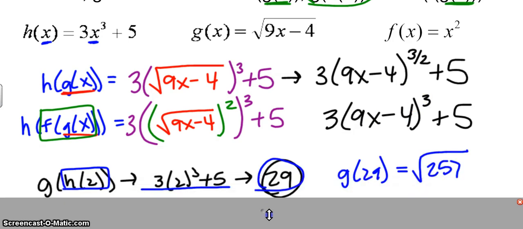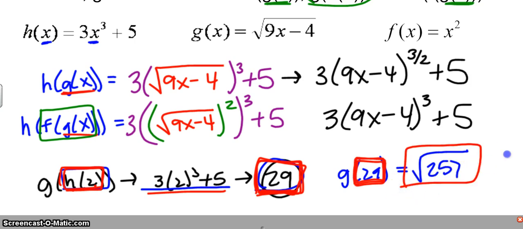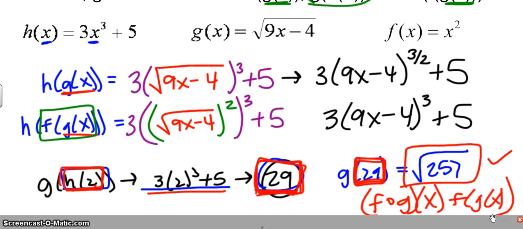Last thing I told you to skip, I want to talk about it real quick, is g of h of 2. So you're going to start by plugging 2 into h, which gives you 29. Well, h of 2 is 29. So instead of saying g of h of 2, you can just find g of 29. It's a substitution that you're making, which ends up being the square root of 257. Remember, f of g of x. One more operation for you for functions. Hope you enjoyed.